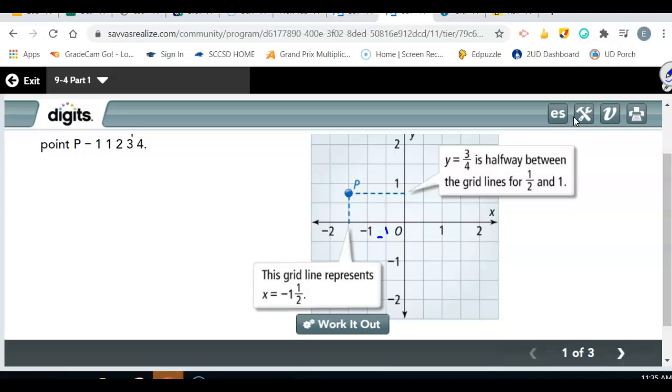We have negative a half, negative 1, negative 1 and 1/2. That's where it falls on the x-axis. Then where does it fall on the y-axis? This is where it can get confusing.